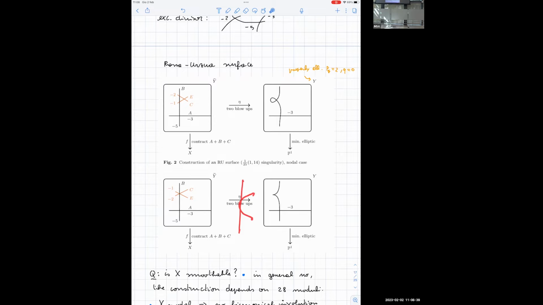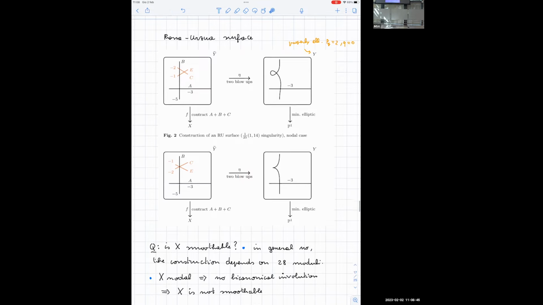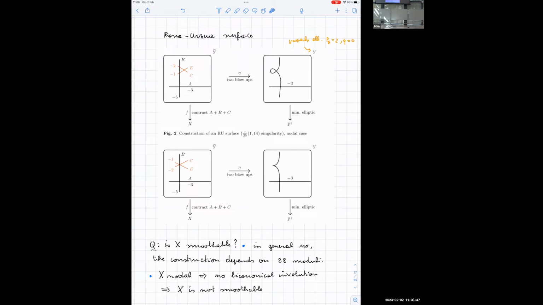So you have no choice. You blow up this point and get a similar configuration. And we can show that all the surfaces with desingularizations with this type of singularities arise like that. Of course, that leaves us with the question whether they are smoothable or not.